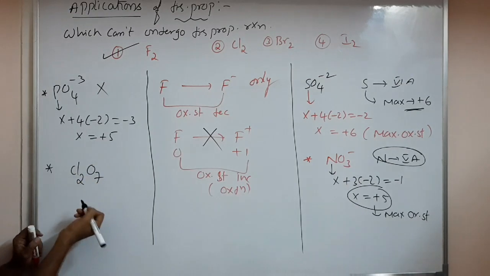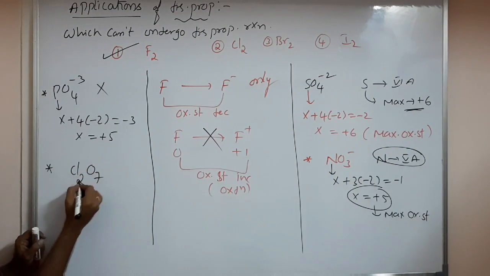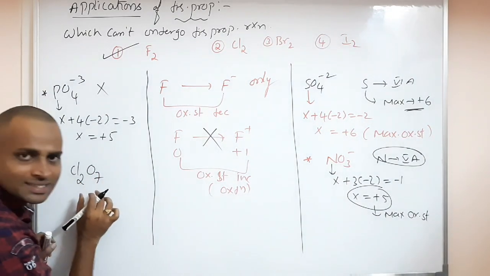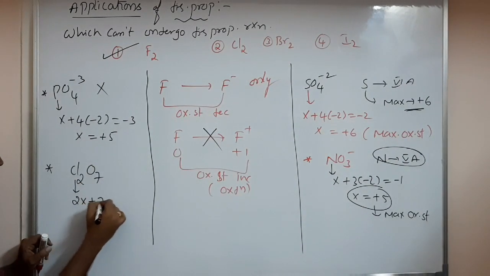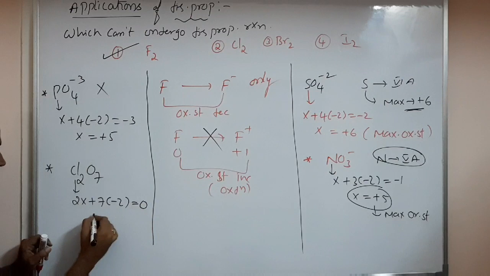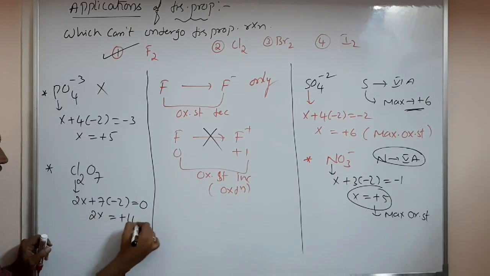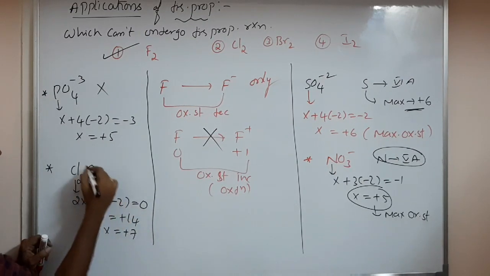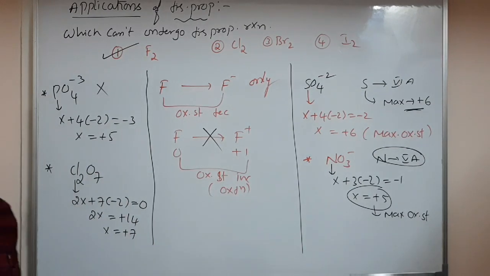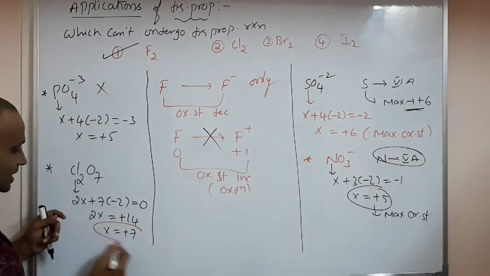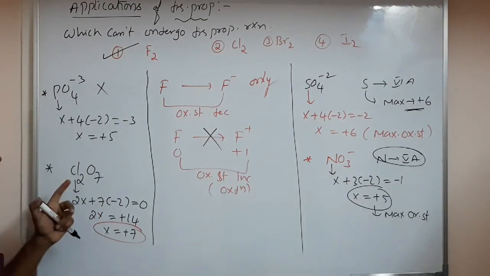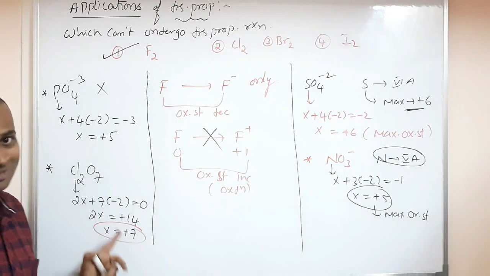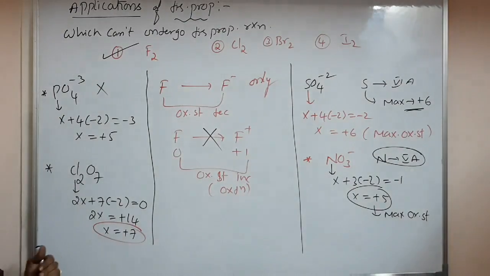Cl2O7. Will it undergo disproportionation? I'll say no. Why? Because for chlorine, 2x plus 7 into minus 2 is equal to 0, then 2x equals plus 14 and x equals plus 7. Chlorine, as I said, is a 7th group halogen, so it has the maximum oxidation state. Further oxidation is not possible. It can undergo reduction, meaning it can decrease its oxidation state.